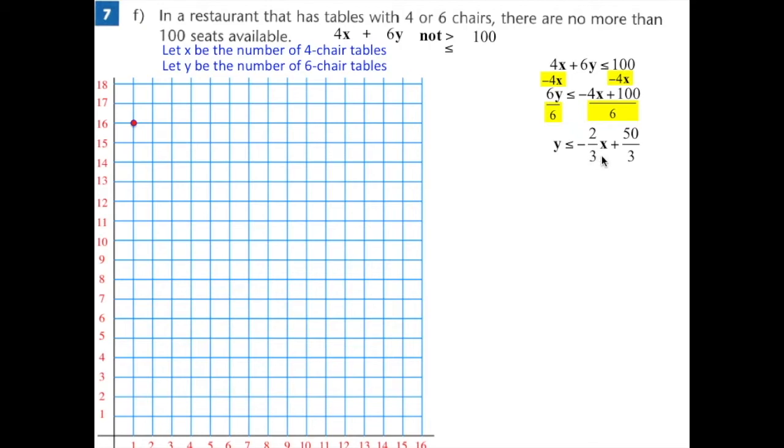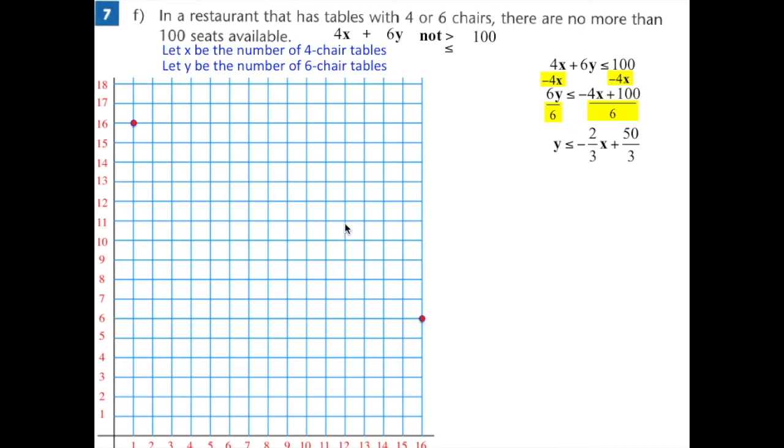That means for every 3 I move across, I'm going to go down 2. So always do your left and right first. I'm moving over 3, down 2, over 3, down 2. If it's negative, I always make the y negative, the delta y negative, never the x. So over 3, down 2, over 3, down 2, over 3, down 2, over 3, down 2, over 3, and down 2, right about there, at 16.6.